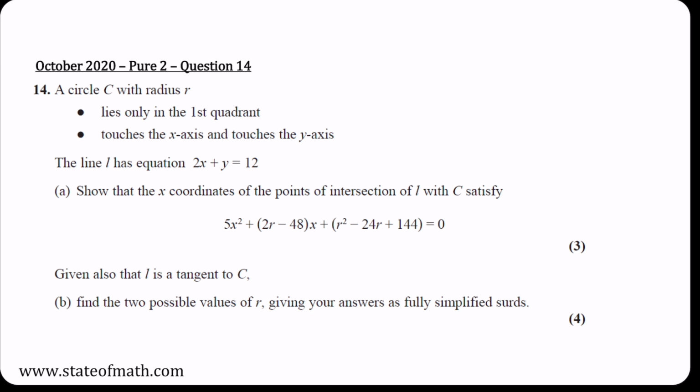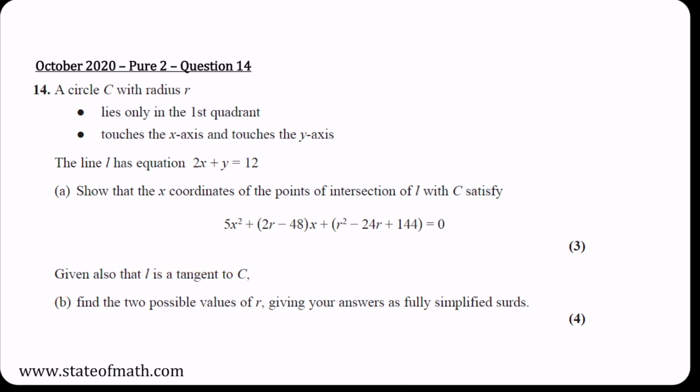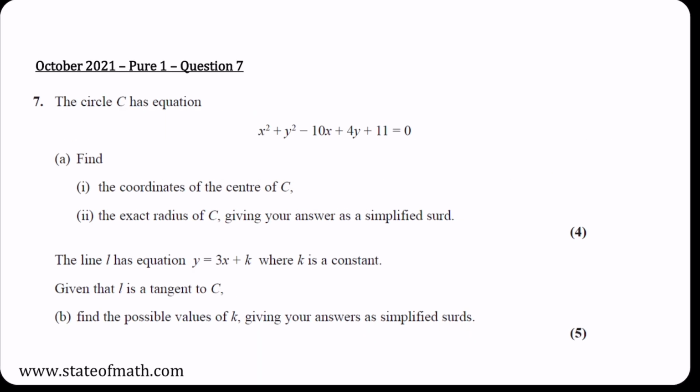Or it could be something like we did in October 2020. So we had a straight line, we had a circle. So this is also blending in simultaneous equations and again using the discriminant in order to determine possible values of R, giving our answers as fully simplified sets. So we've got a good opportunity here to connect different topics from algebra and coordinate geometry. And another example is October 2021, again completing the square. We've got a line being a tangent, find the possible values of k.